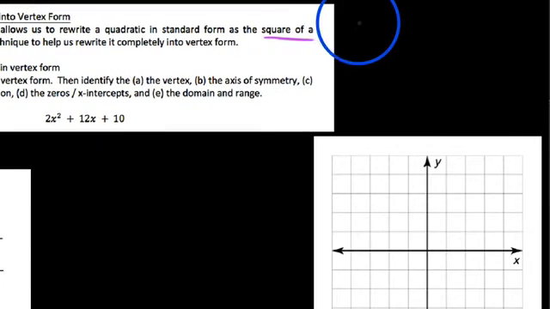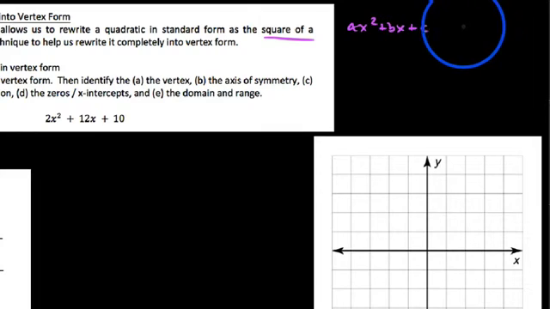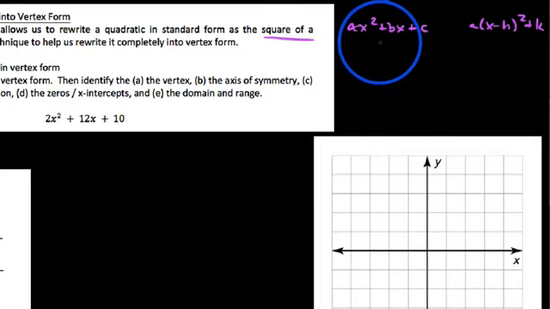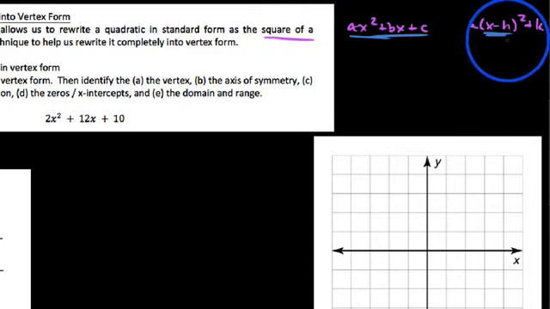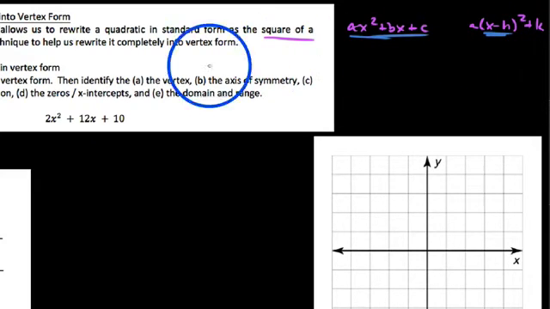When we look at standard form side by side with vertex form, which is a times x minus h quantity squared plus k, you can see that what we really want to get out of this trinomial is to rewrite it as the square of a binomial, which necessarily would put it into vertex form. So I'm just going to demonstrate the process you go through here to rewrite this into vertex form.